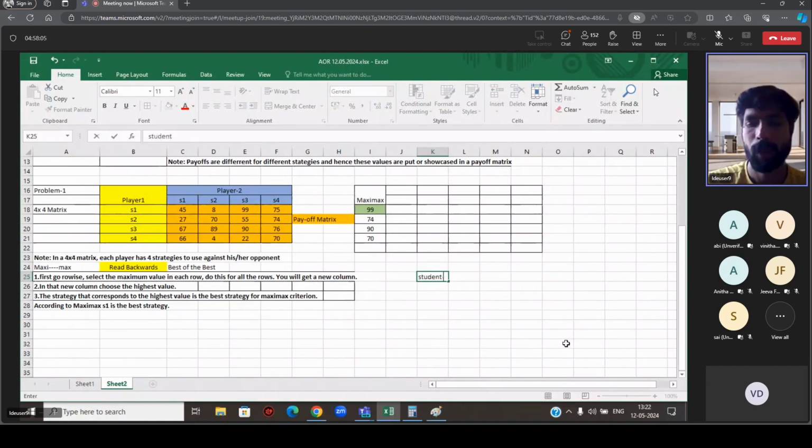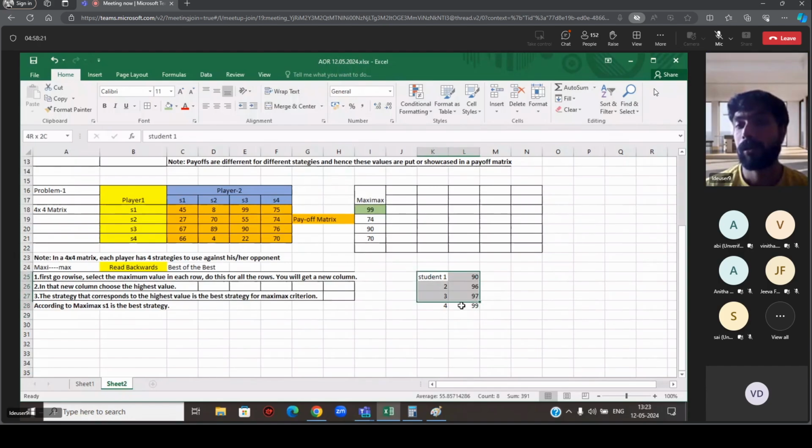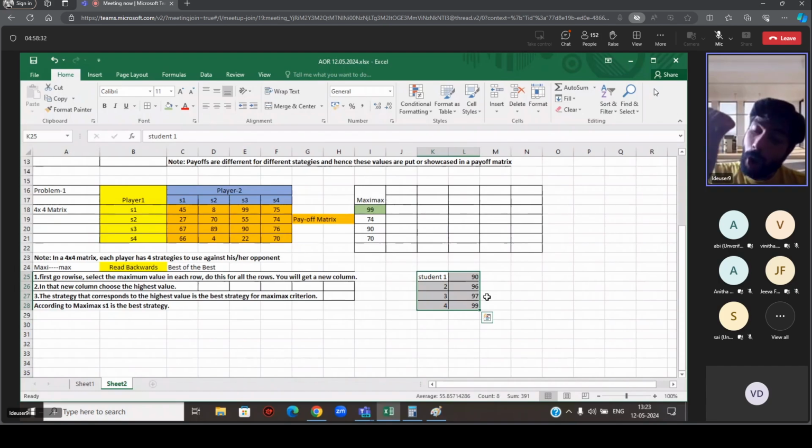Student 1, 2, 3, and 4. Their percentages are 90, 96, 97, and 99. All the 4 are in 90s, which means to say all the 4 are really good. They are the best. But out of that 4, who is the best?